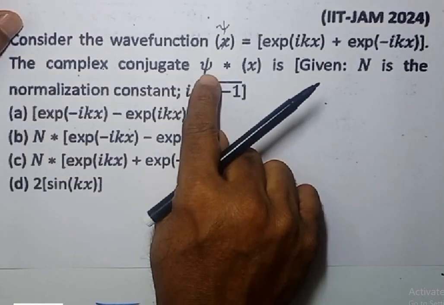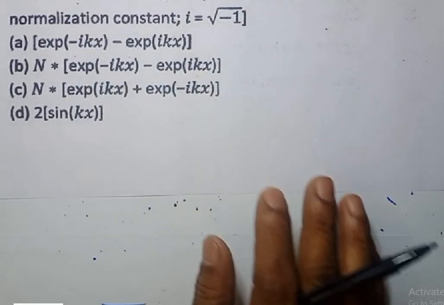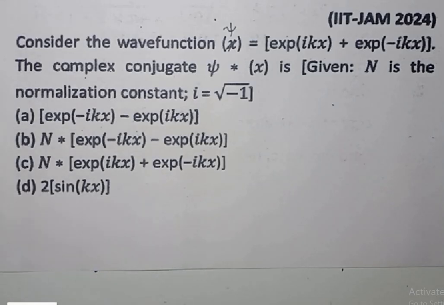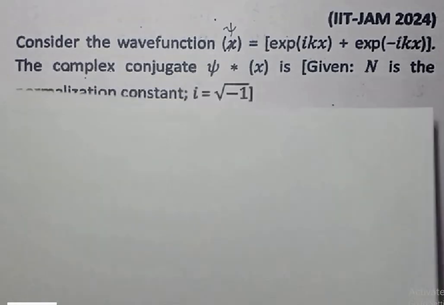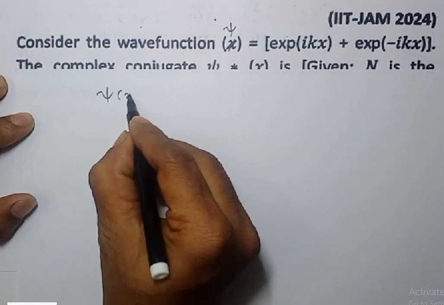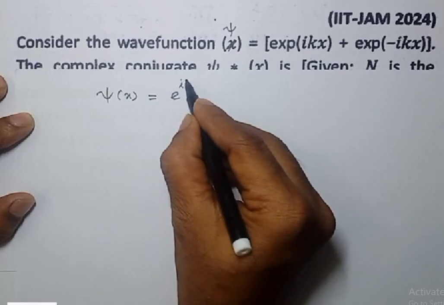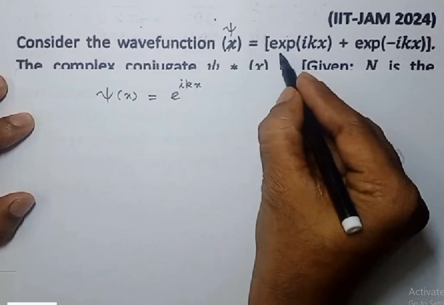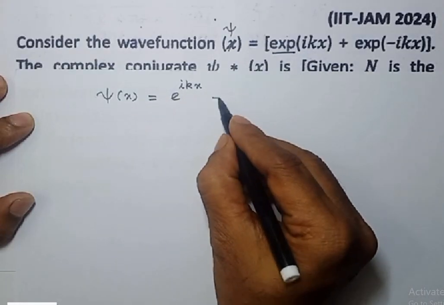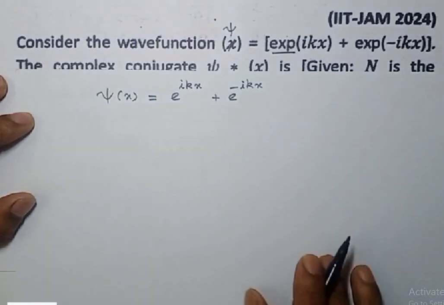So we need to find the complex conjugate of psi. How to do this? Let me discuss here. The given wave function is psi of x equal to e power i kx, exp meaning exponential, plus e power minus i kx. This is the function given.